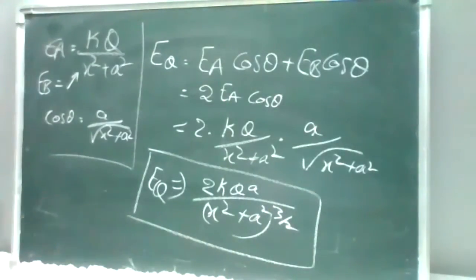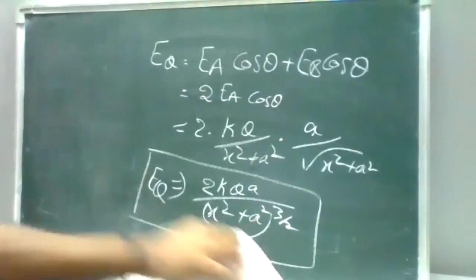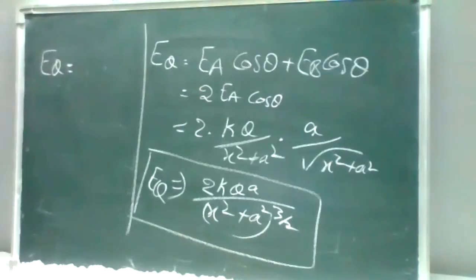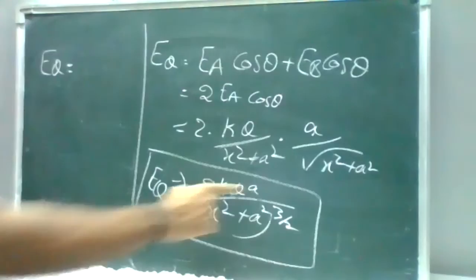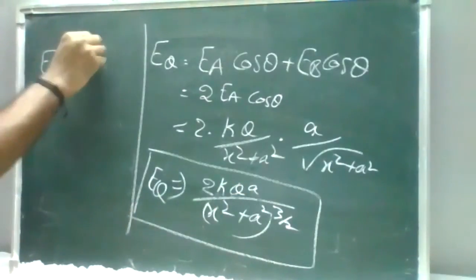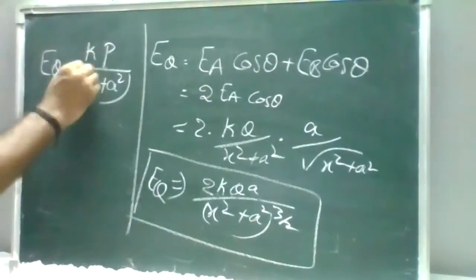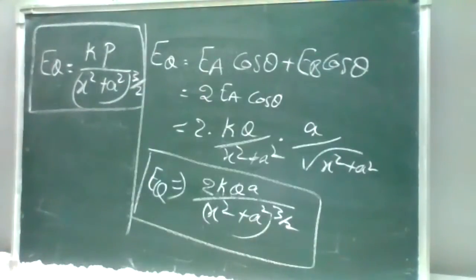Now I convert this into dipole moment. When converting into dipole moment, the relation is E equal to 2kQa, and 2Qa is nothing but your dipole moment. So it is kP by x square plus a square, whole power 3 by 2. It is your equatorial relation, between the electric field at the point and the dipole moment.